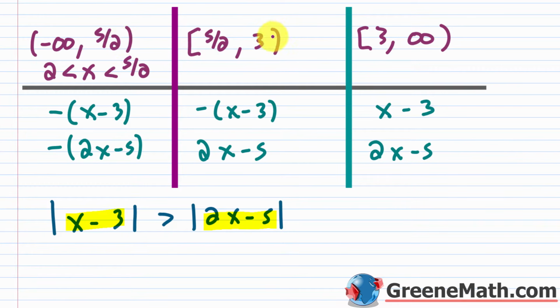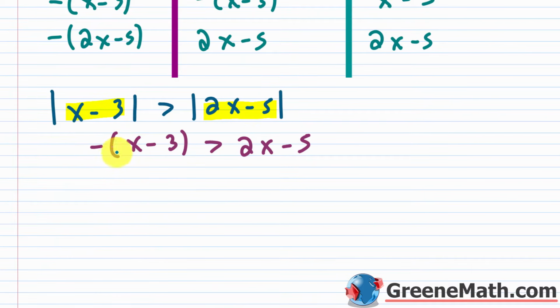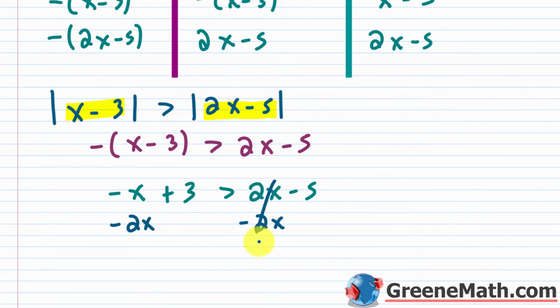Now, I move on to the next interval, and I think about what we have here. To replace this guy right here, I'm going to use this guy right here. So this is the negative of the quantity x minus 3, and this is greater than. To replace this, I'm going to use this one. So it's just going to be 2x minus 5. Okay, so this right here is going to be negative x and then plus 3. And this is greater than 2x minus 5. So here I'm going to subtract 2x away from each side of the inequality. This would cancel. Let's subtract 3 away from each side of the inequality. This is going to cancel.